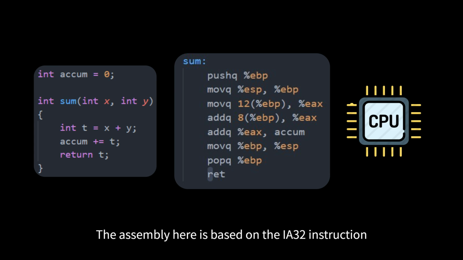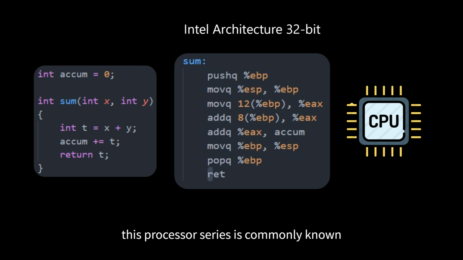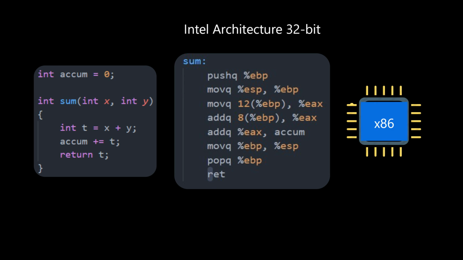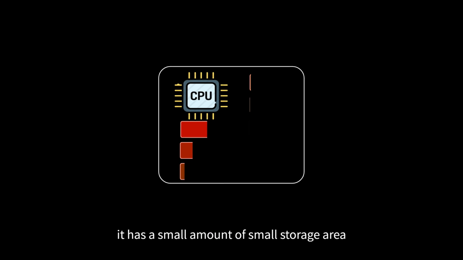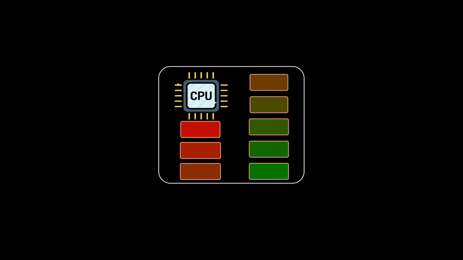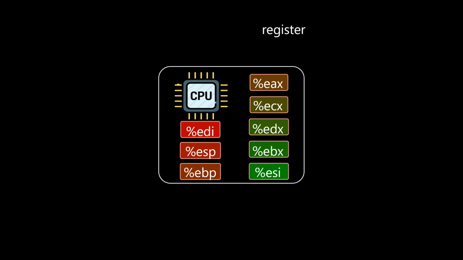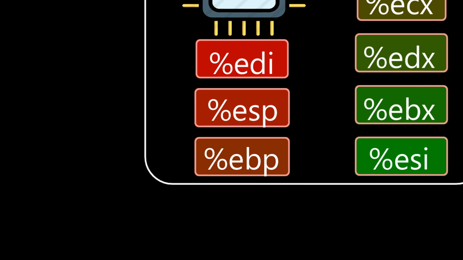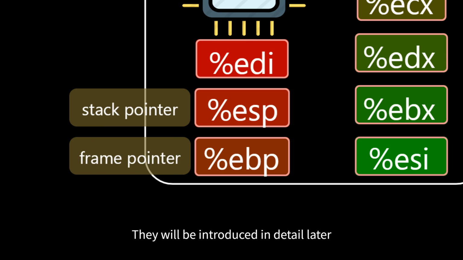The assembly here is based on the IA32 instruction set. IA32 is also Intel Architecture 32-bit. This processor series is commonly known as x86. When the CPU is running, it has a small amount of small storage area called a register. In IA32, the names of registers all start with E. Most of them are universal. Only two are special. ESP stores the stack pointer, and EBP stores the frame pointer. They will be introduced in detail later.